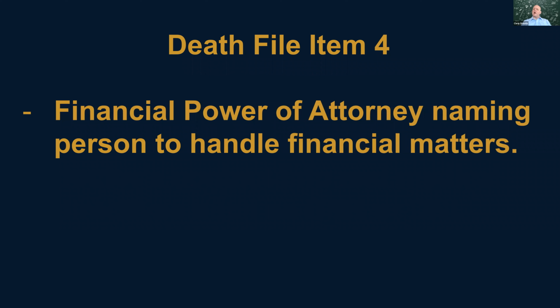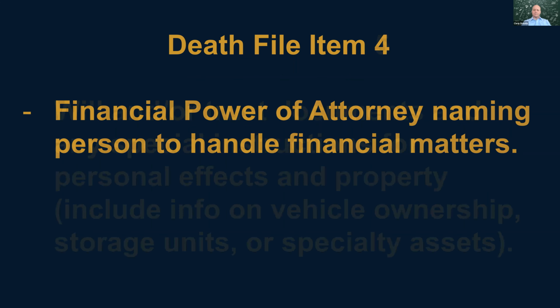A financial power of attorney should also be in place. It's naming who will handle the financial matters for the individual. So a well-planned file is going to contain both a medical power of attorney and a financial power of attorney, 2 different documents that give 2 different specific directives that will kick into place only when somebody is incapacitated.